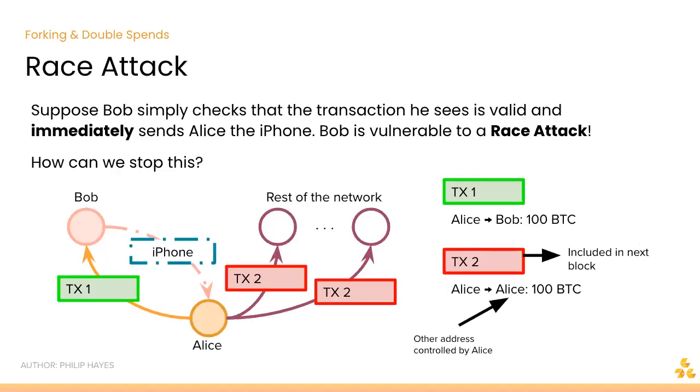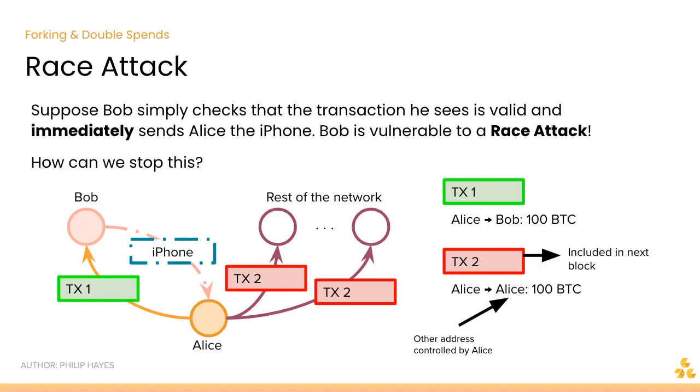She can do something called a race attack. Alice is going to tell Bob, hey, I've made this transaction to send you this 100 Bitcoin. I'm going to show you this transaction. Bob's going to be like, okay, I'm just going to trust that this transaction is valid, before it's even put on a block, and I'm going to send you this iPhone. So Bob ships Alice this new iPhone after seeing that Alice has given him a transaction with the 100 Bitcoin, but it's not even included in a block yet.